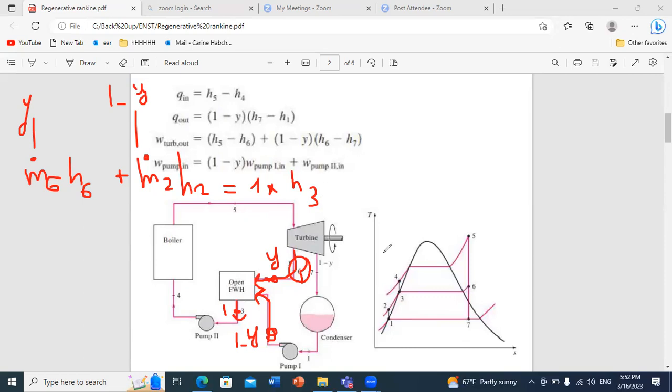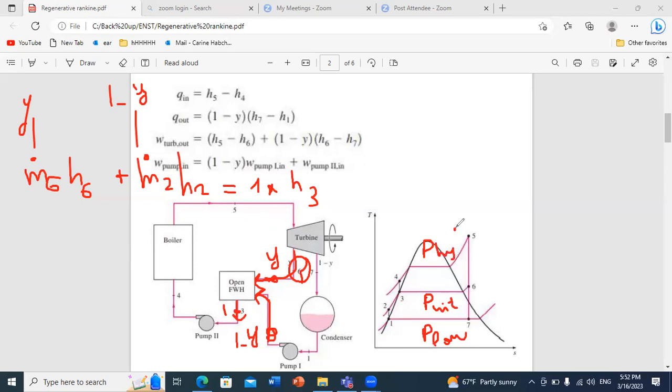And now let me go back to my cycle, to see how to characterize the different points. In general, what they will give you in this problem, they can give you 3 pressures. Meaning they will give you P low, P intermediate, which is the pressure at which you have the mixing in the open feed water heater, and P high. So this will be given in general for you.